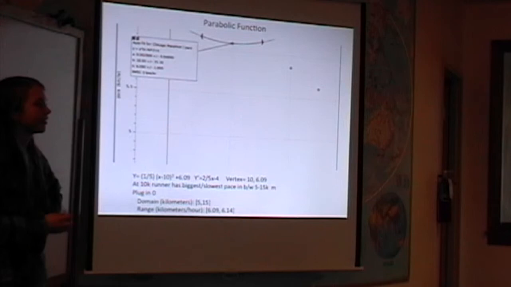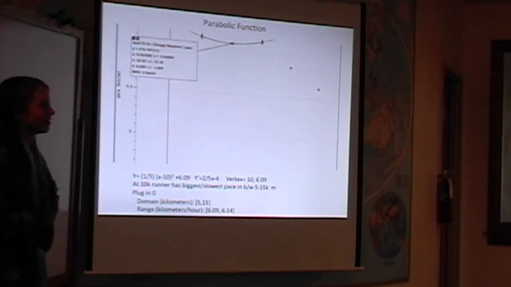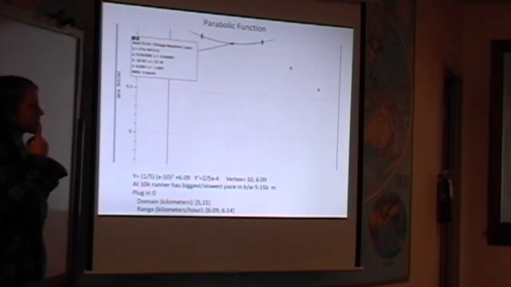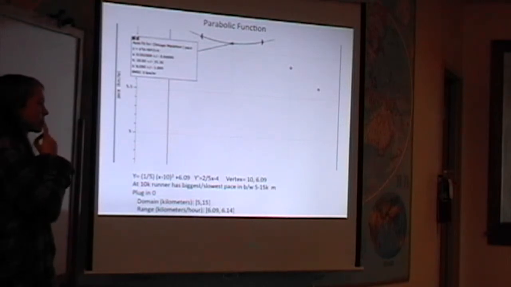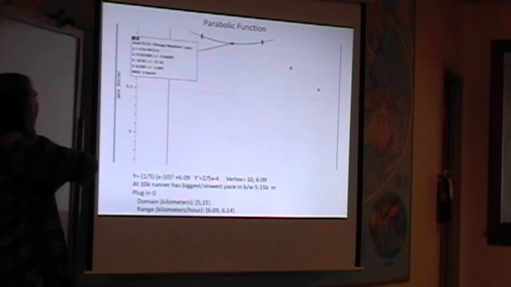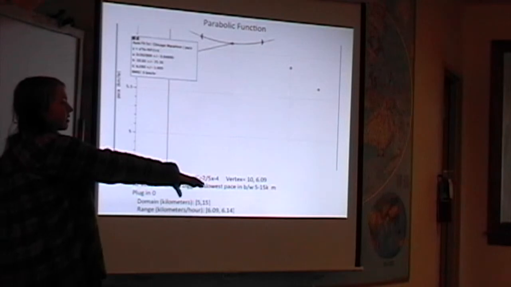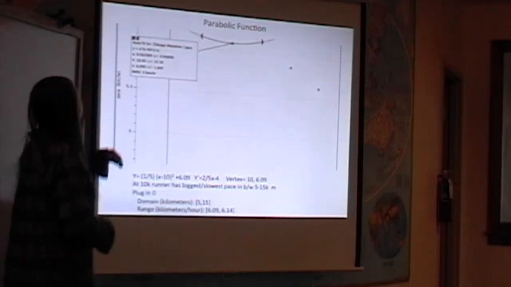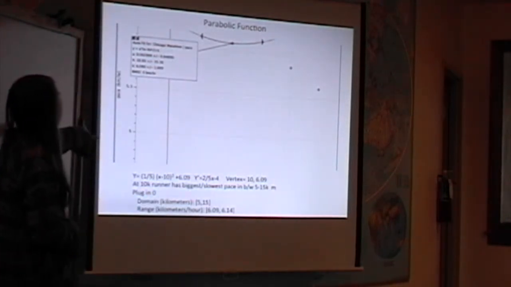You have questions, though? Mine was just, so you're saying that there are points along the graph. Is it over time, their pace? So the x would be the distance, so 5, 10, 15 kilometers. Okay. And then the y is the pace, so how many kilometers they could run in an hour.